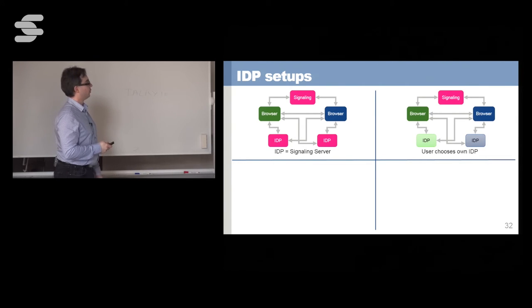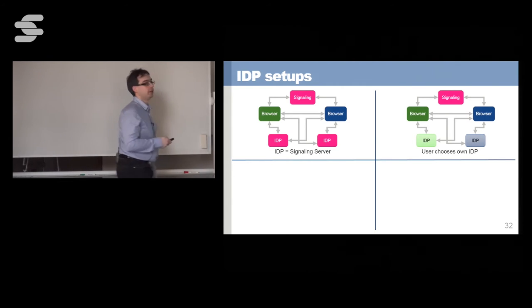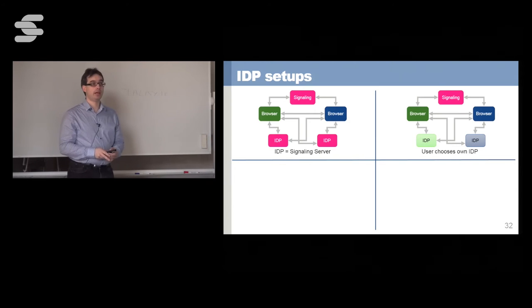In a second setup, you could say, well, it's not the signaling server that decides what IDP to use. It's the user who chooses his own IDP. You could imagine that the browser has a pre-configuration of which identities you want to use. And whenever you're interacting in a WebRTC call, you could select one of the identities that matches your identity at that moment for that specific call.